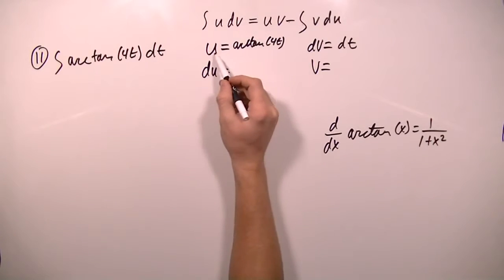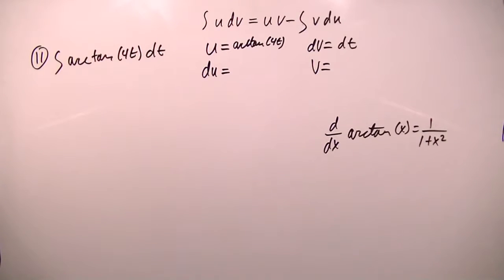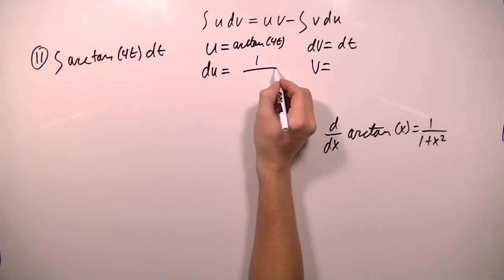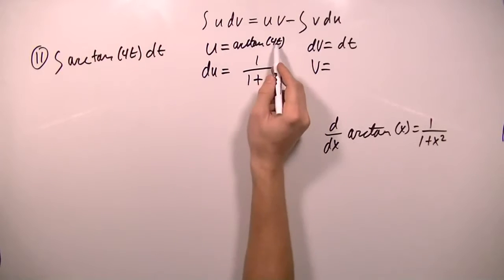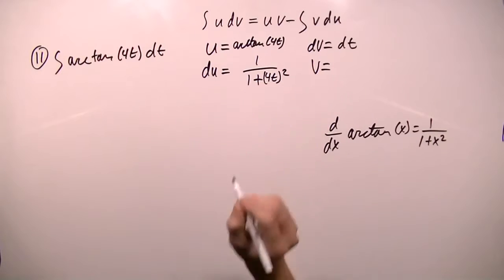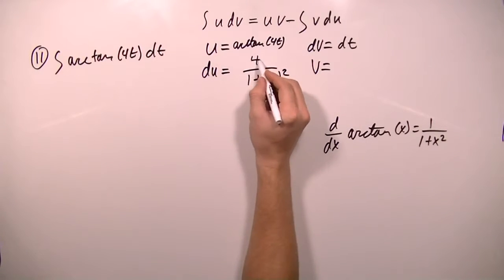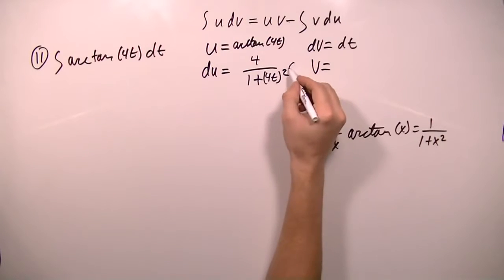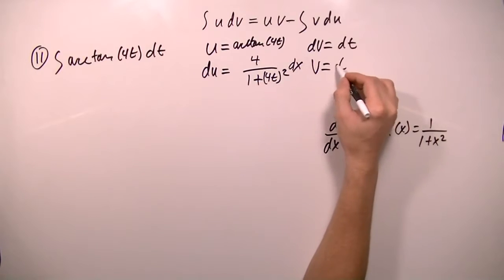So when I go to take the derivative of u, arctan 4t, I'm going to have to use this. So I'm going to get 1 over 1 plus, and I don't have x, I have 4t, so this is going to have to be 4t and all of that squared. And because it's the chain rule, I'm going to have to multiply by the derivative of the inside here. So the derivative of 4t is 4, so I'm going to change this to a 4. And of course dx. And the integral of dt will just be t.